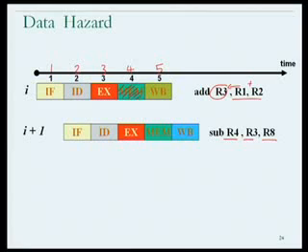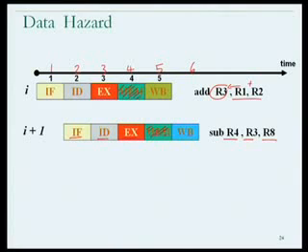Now, what will happen to this instruction? It will get fetched in cycle 2. It will get decoded and fetch its operands in cycle 3. It will execute the subtraction in cycle 4. The MEM stage is once again idle, no real activity happening, and it will write back the result of subtracting the contents of R3 and R8 into R4 in cycle number 6.